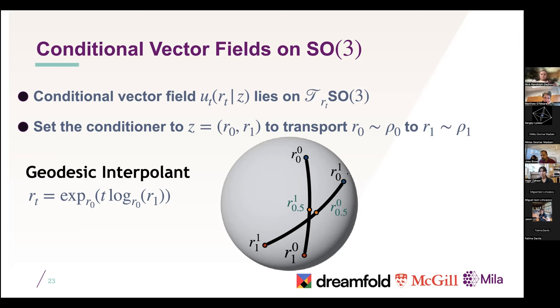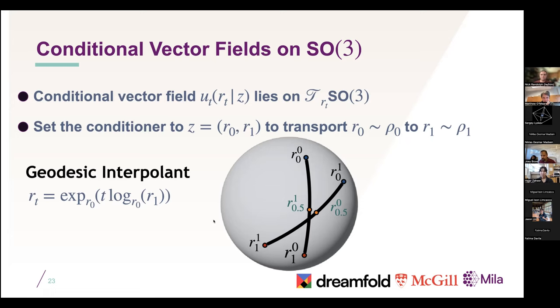So the way we do this is to say, well, how do we compute RT? RT is the noisy version of the rotation. So we can compute RT using this closed form expression, which tells you we start off with R1, and then we pull it back to the tangent space at R0 using the logarithmic map at R0. And then you multiply it by time T, and we take the exponential map.